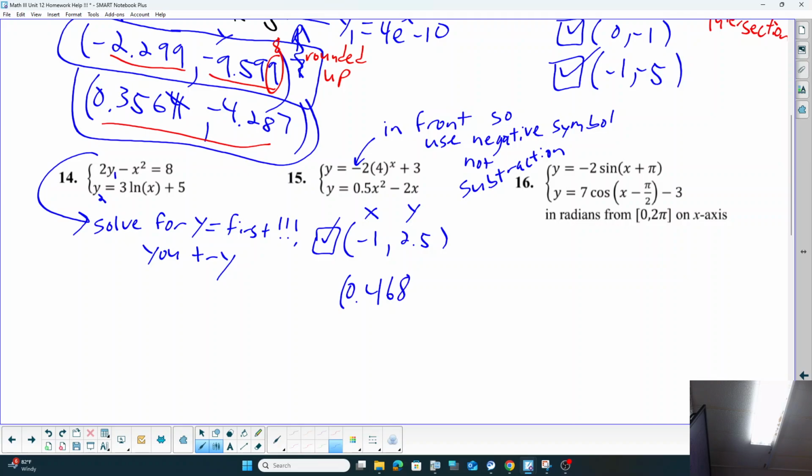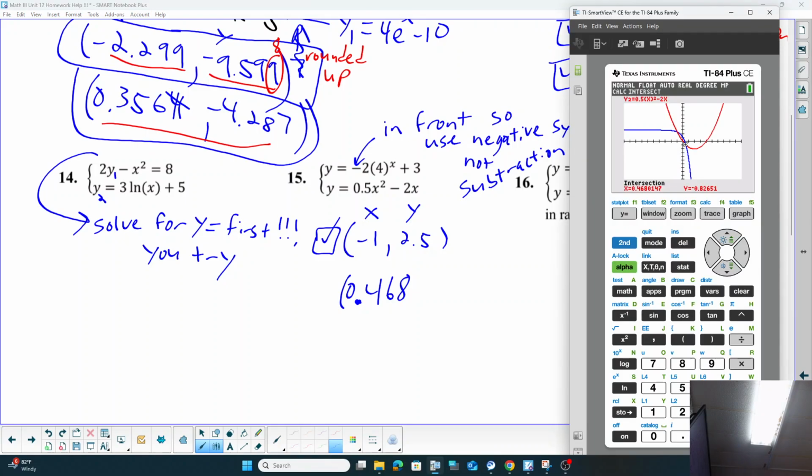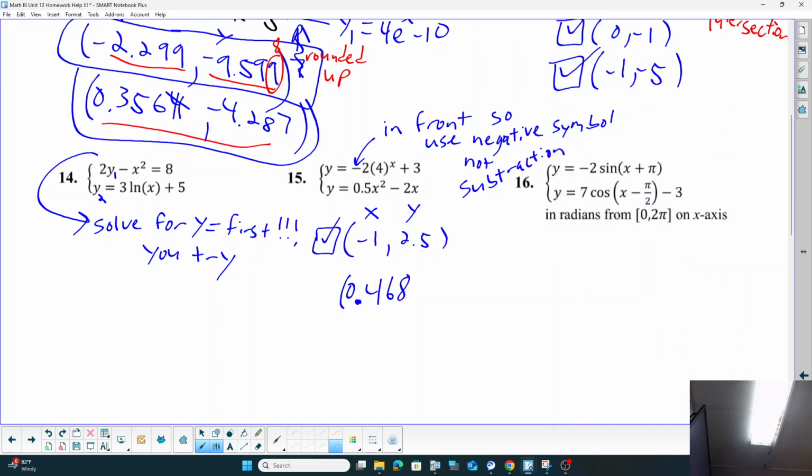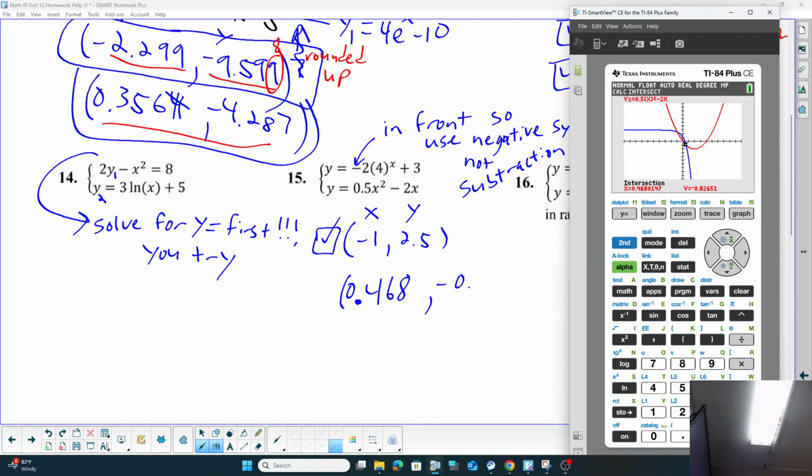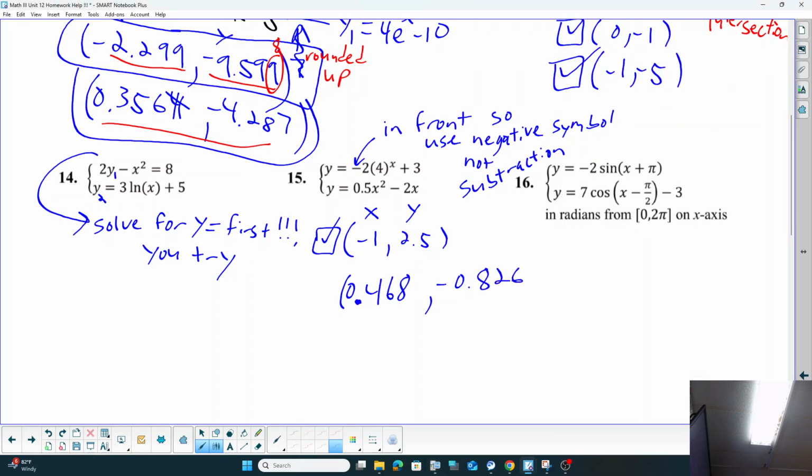So 0.468, there's a point there, 0.468. As well as, rounds it. Ooh, that's going to round up to -0.827. So that's going to be negative 827. Yep, so 8265, but that rounds it up. So this becomes a 7 is what we got there. Okay, there's our other answer. Cool. So those are our 2 answers.